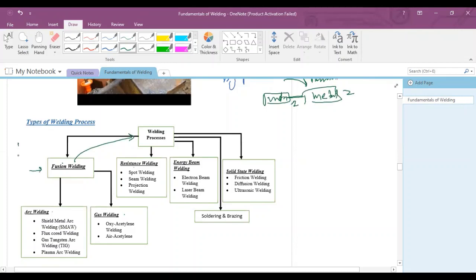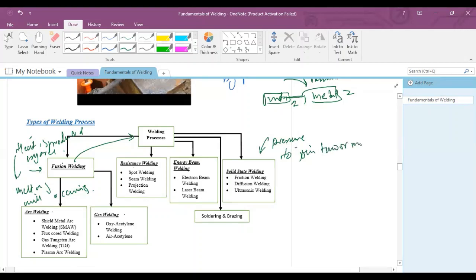In fusion welding, heat is produced by an electric arc, and due to this heat, melting will occur. But in solid state welding, no heat is required, only pressure is required to join two or more metal parts. And solid state welding has three types: precision welding, fusion welding, ultrasonic welding.